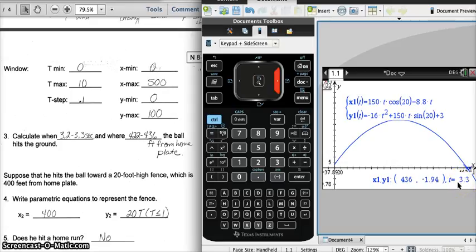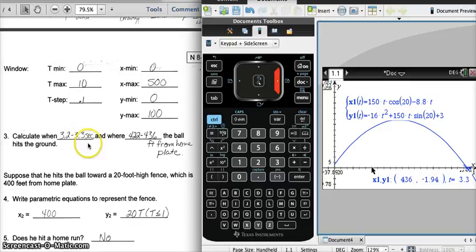Well, what happens when I click it one more time? Well, my height went to negative. So you now know that somewhere between 3.2 seconds and 3.3 seconds, the ball hit the ground because it went from a positive height to a negative height. So that's why this answer is between 3.2 and 3.3.